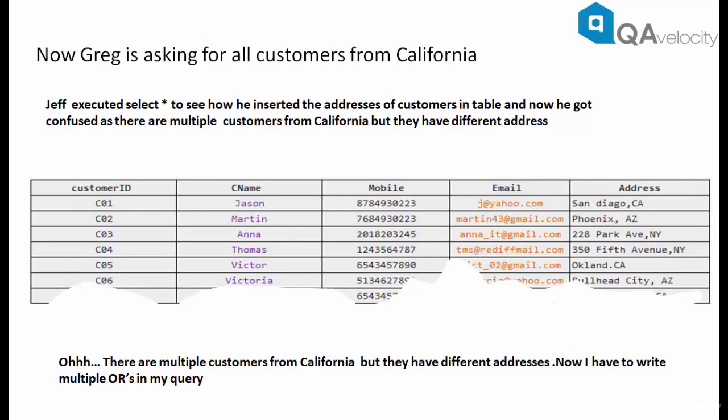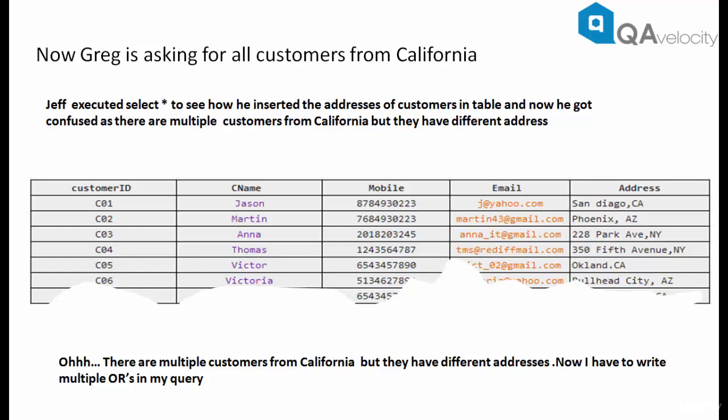So now Greg is asking for all customers from California. Jeff executed select star to see how he inserted the address of customers in the table, and now he got confused as there are multiple customers from California, but they have different addresses. If you see the table, customer C01 Jason lives in San Diego, which is in California. Second customer Victor lives in Auckland, which is also in California. If you go deep in the table, there are multiple customers who live in different cities of California.